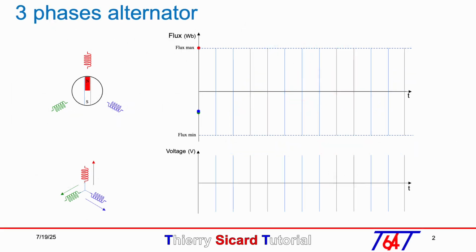Before discussing the three-phase inverter, I'd like to briefly review the basic three-phase alternator. We have three coils separated by an angle of 120 degrees. The rotor is a magnet and rotates. At t equals 0, the red coil receives the maximum magnetic flux, while the blue and green coils have the same magnetic flux but not the maximum value.